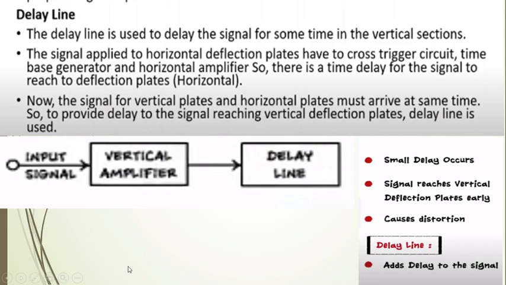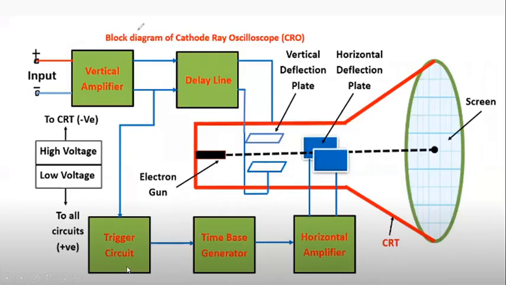Now the next block is the delay line. We know that the input signal is applied to the horizontal as well as the vertical deflection plates, but before reaching the horizontal deflection plate, the signal passes through different blocks such as the trigger circuit, time base generator and horizontal amplifier, as seen in the figure. The delay line gives its output to the vertical deflection plates.